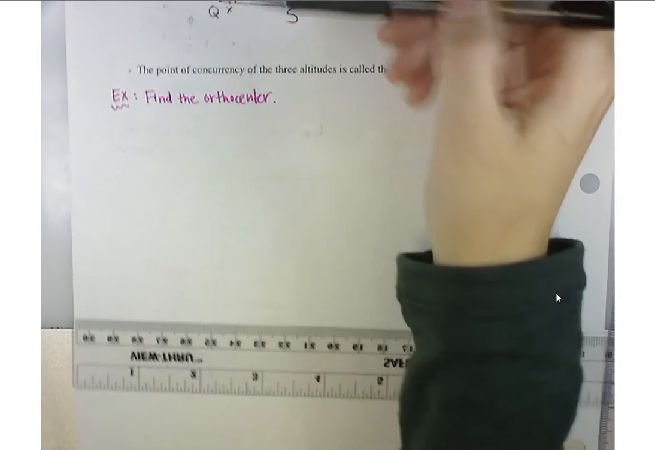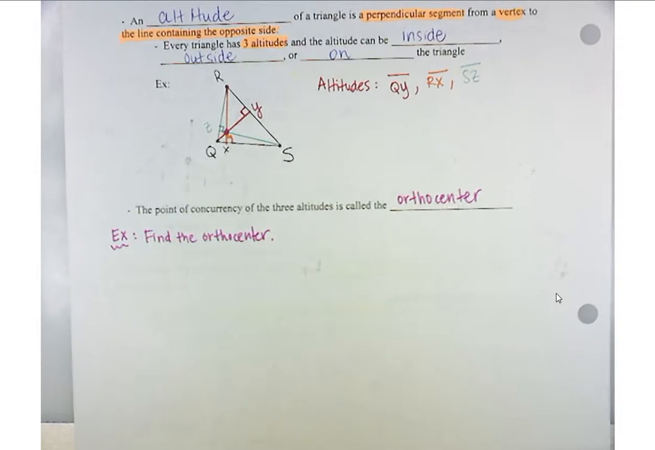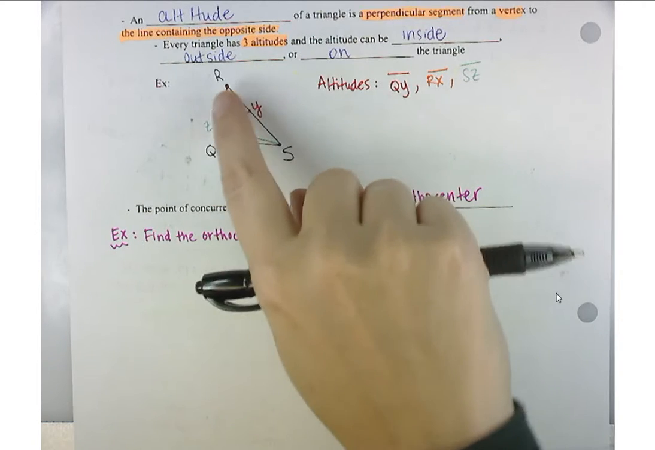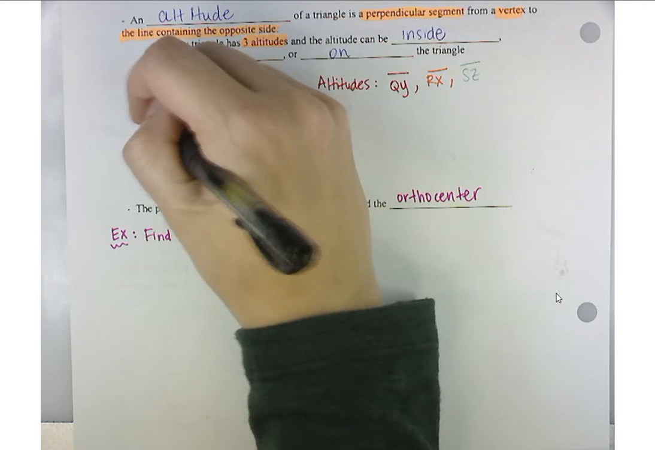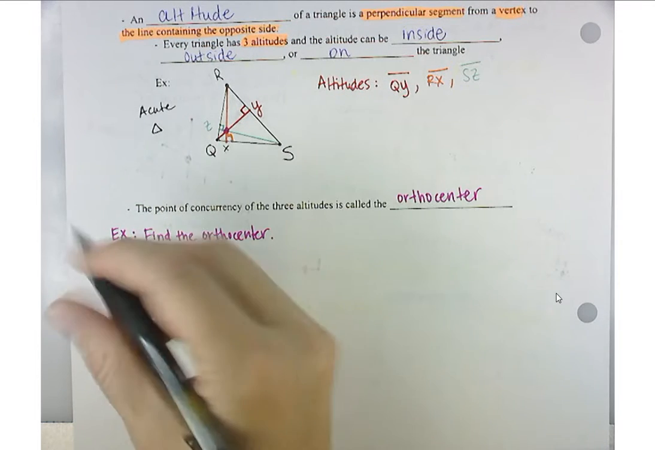So if we were classifying this by its angles, we'd say this triangle is what? It's not obtuse, it's not right, because it's R, Q, or S, right? Acute, right? Because all of the angles are less than 90 degrees. Okay, so this is an acute triangle.